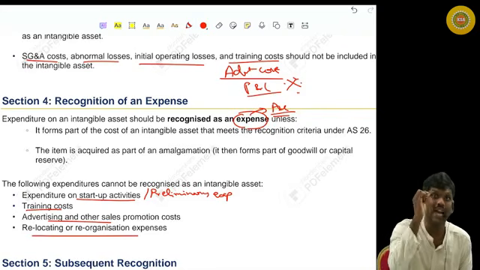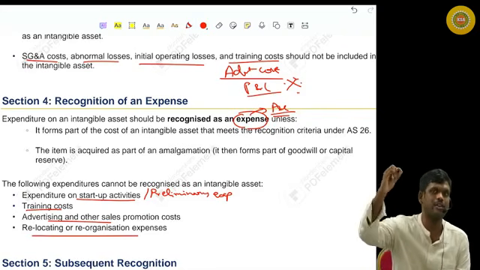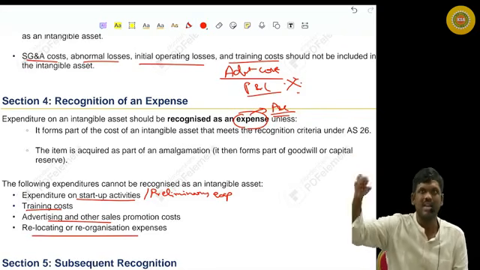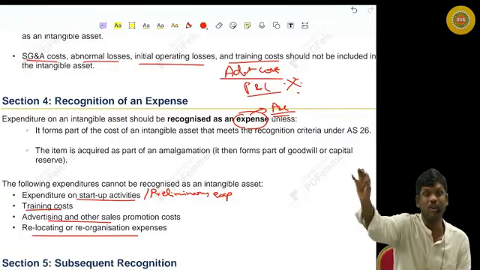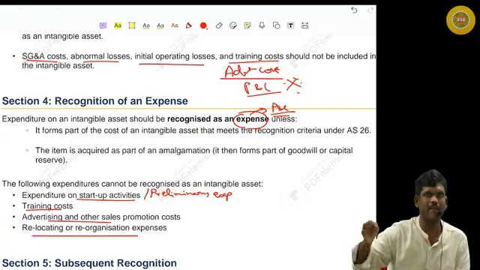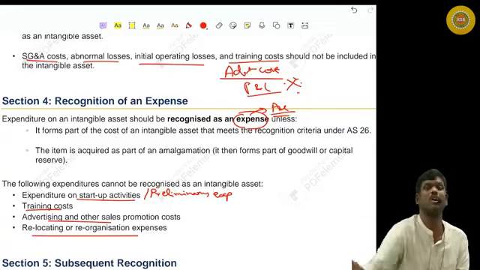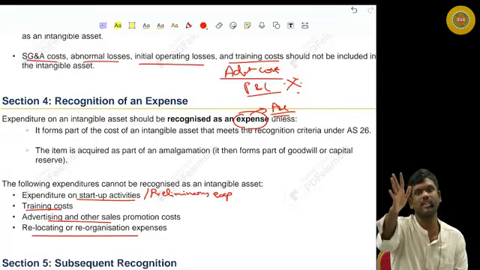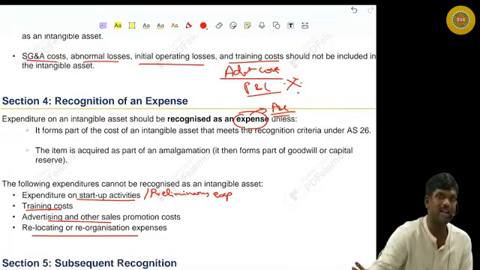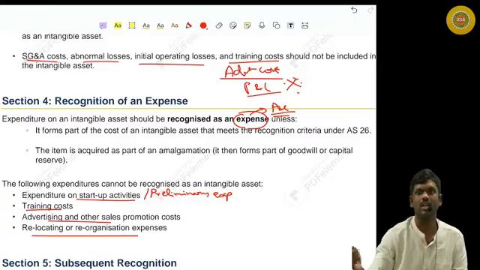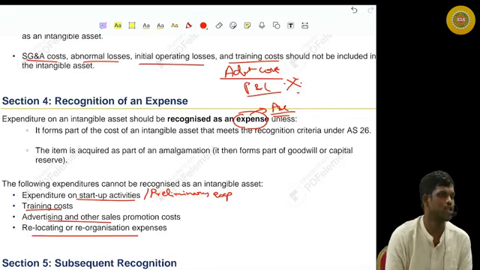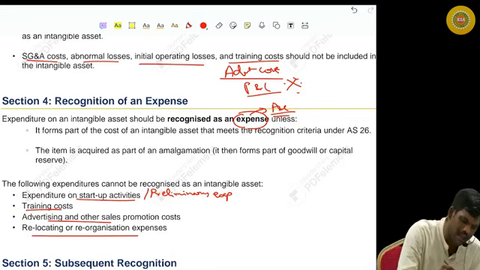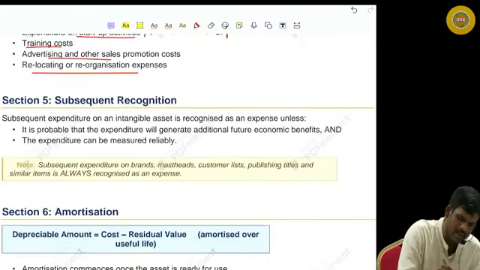So keep it very clear. Any amount spent, is it satisfying the definition of a tangible asset? Yes, go to AS10. Is it satisfying the definition of an intangible asset? Yes, come to AS26. No tangible, no intangible. Is it a part of amalgamation? Yes, then put it in goodwill. No, it is also not a part of amalgamation, sir. Then that expense, which is neither tangible asset, nor intangible asset, nor incurred during amalgamation, that expense should be taken to P&L. No other option. Training cost, advertisement cost, preliminary expenses, relocation cost should be charged to P&L. These cannot be capitalized.